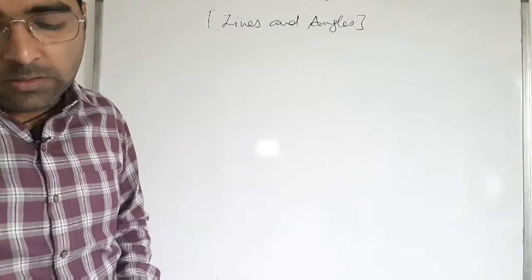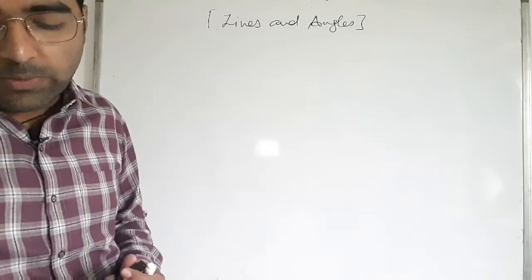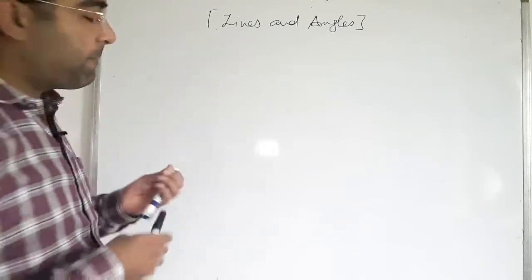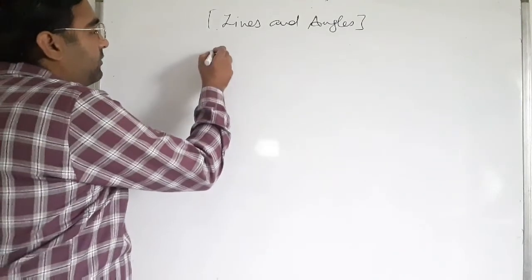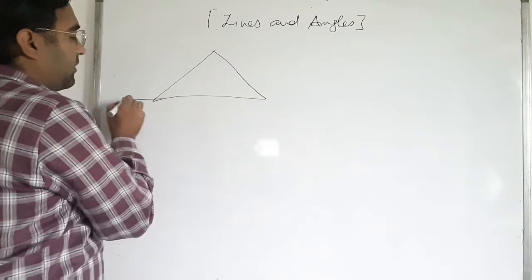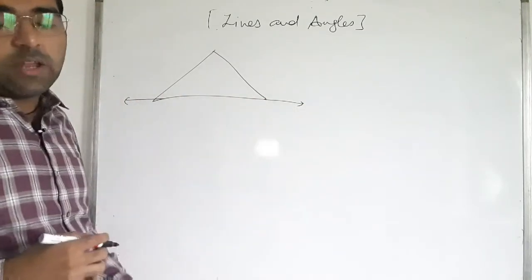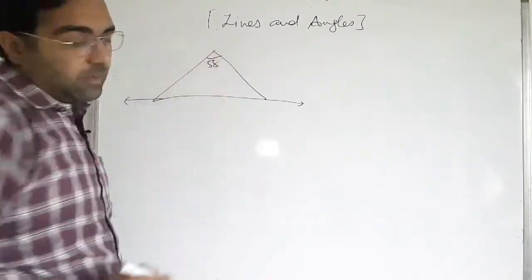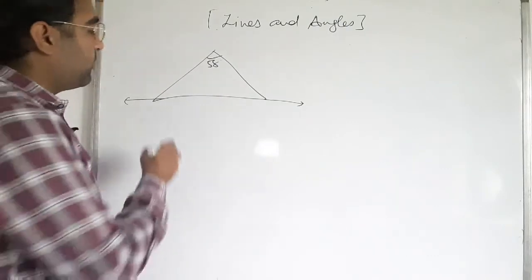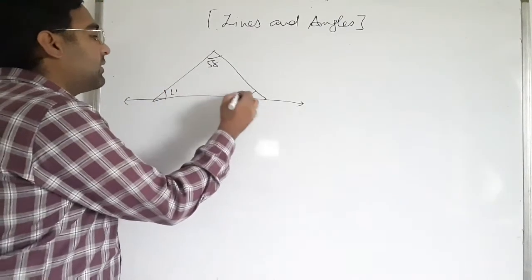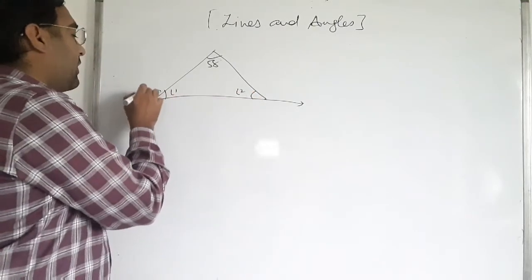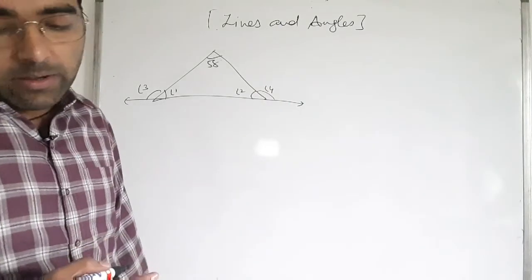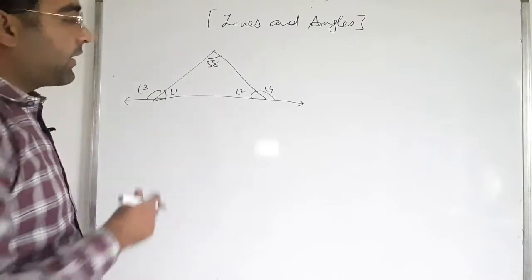Here it is given that in the given figure, angle 1 is equal to angle 2, then the measurements of angle 3 and angle 4 respectively are. Here the figure is given. 58 degrees is given here. Here is angle 1 and this is angle 2. We have to find angle 3 and angle 4.